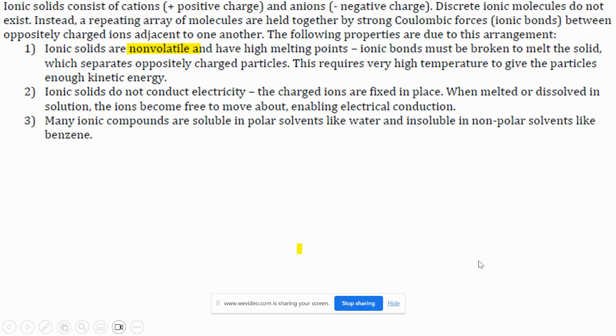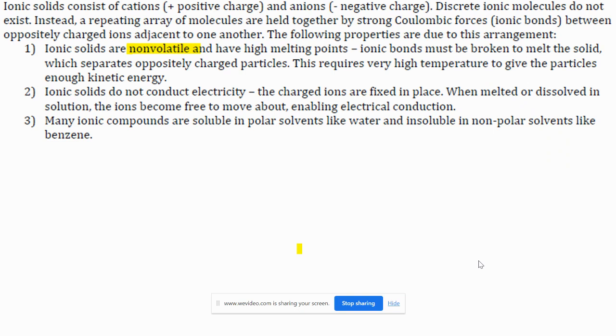Structure of ionic compounds. When we're looking at ionic compounds, they're going to have a positive charge, which is your cation, positively charged, and your anion, which is negatively charged. They're going to be set up with opposite charges, and those opposite charges attract and hold things together.